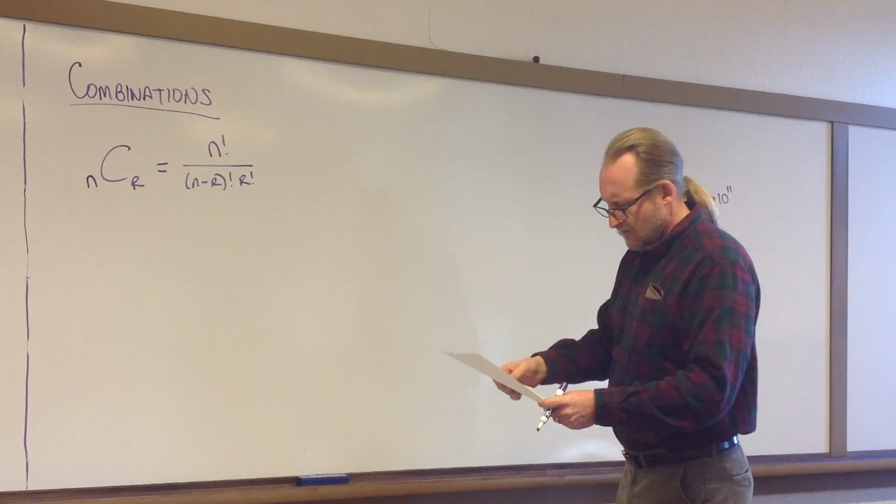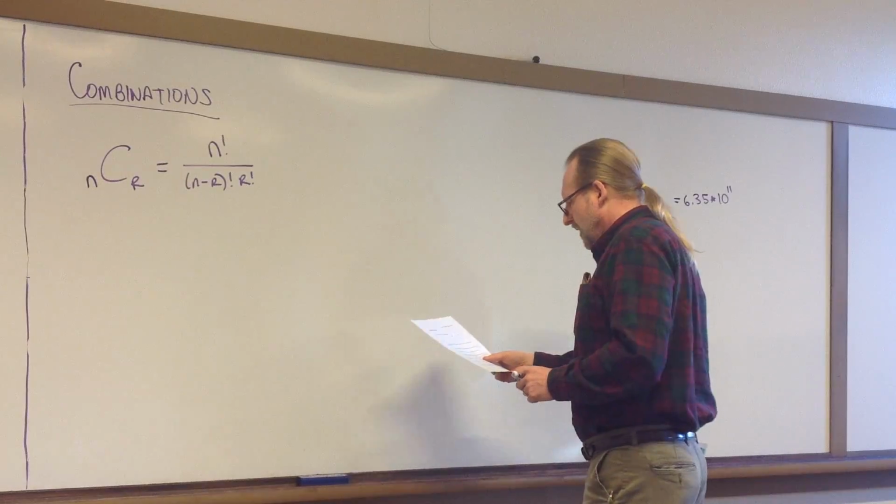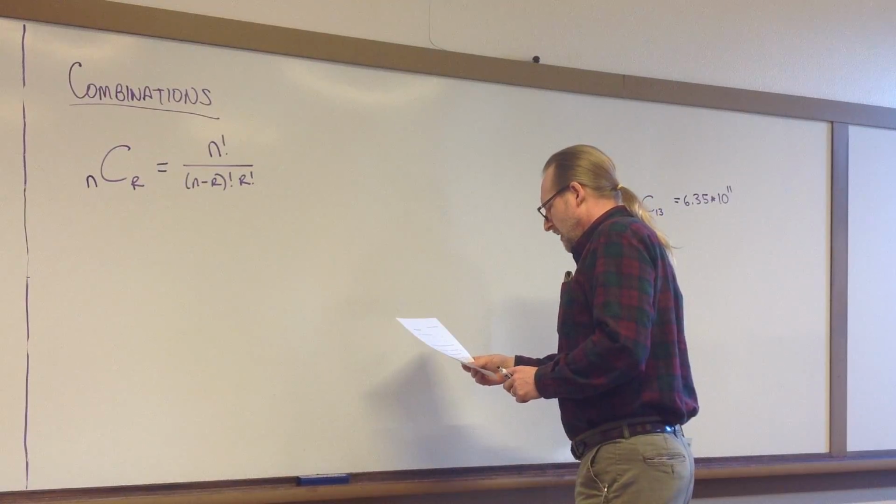Okay, let's see here. Problem 12, how many different bridge hands of 13 cards are possible if none of the cards is higher than a 10?